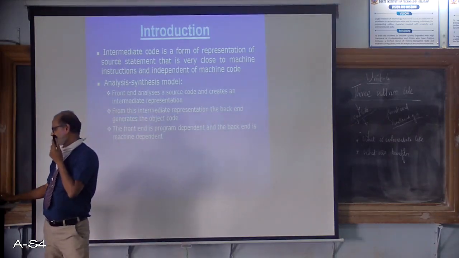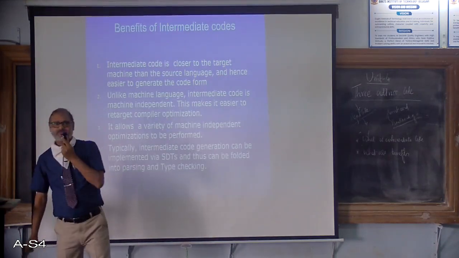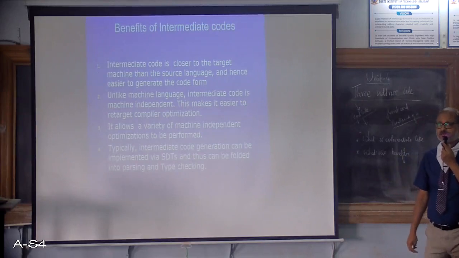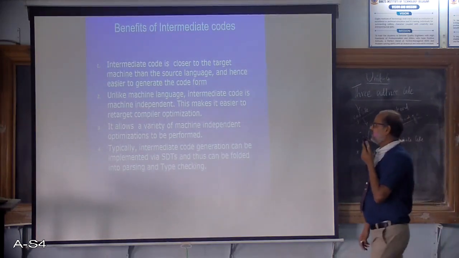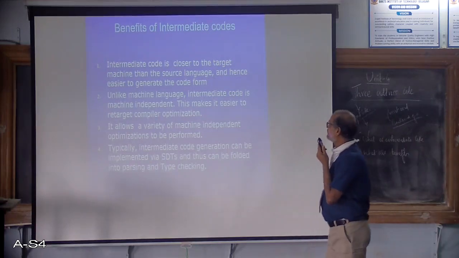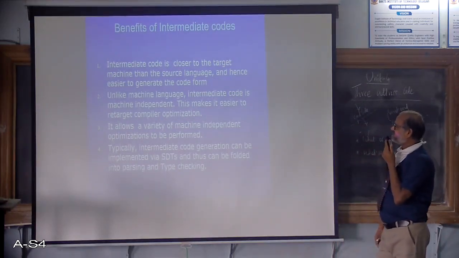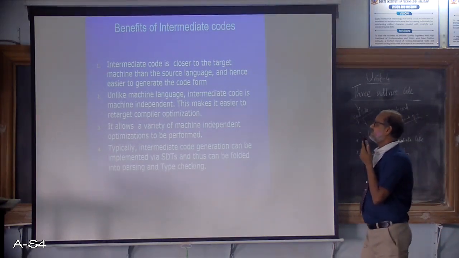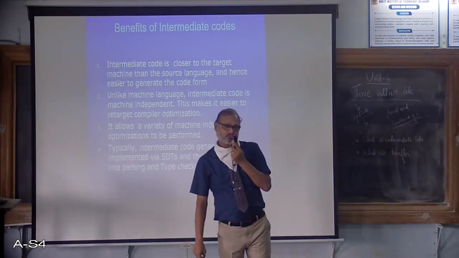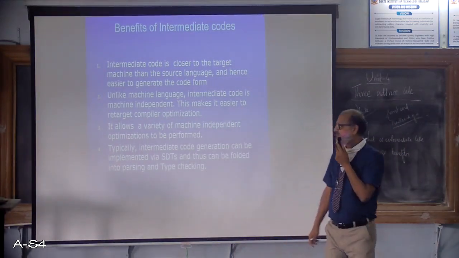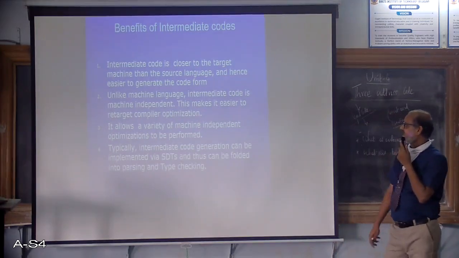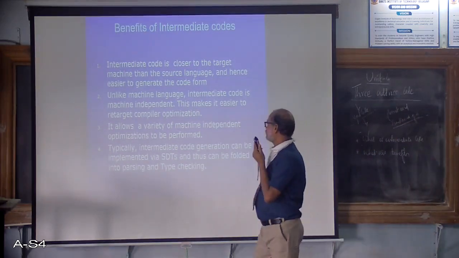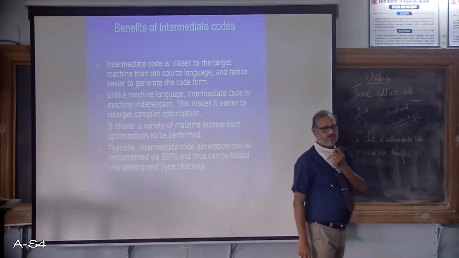What are the benefits of intermediate code generation? Of course, the main benefit is code optimization. If you look at the other details, the intermediate code is very close to the target machine, and hence it is easier to generate the target code. So this is the first benefit. The second is that, unlike machine language, intermediate code is machine independent. This makes it easier to retarget the compiler for code optimization.